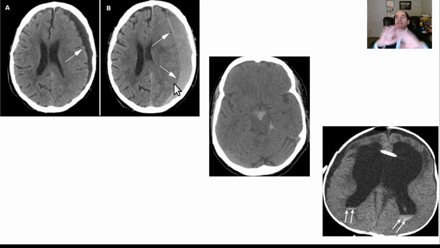We're not going to get into all these diseases right now, but I'm just showing you a couple of common things that medical students would be expected to know. They would be expected to know what a subdural hematoma is.